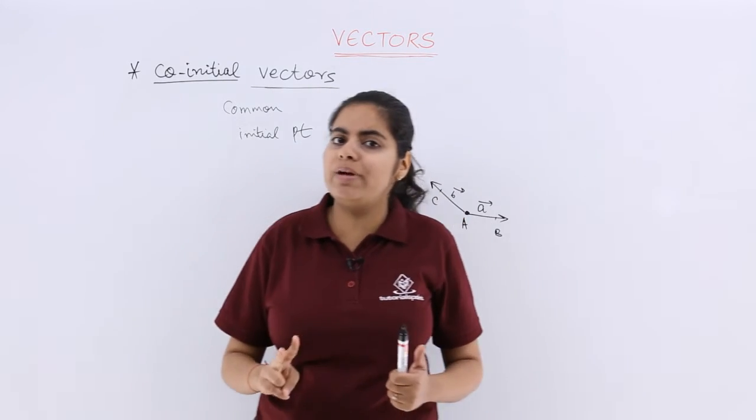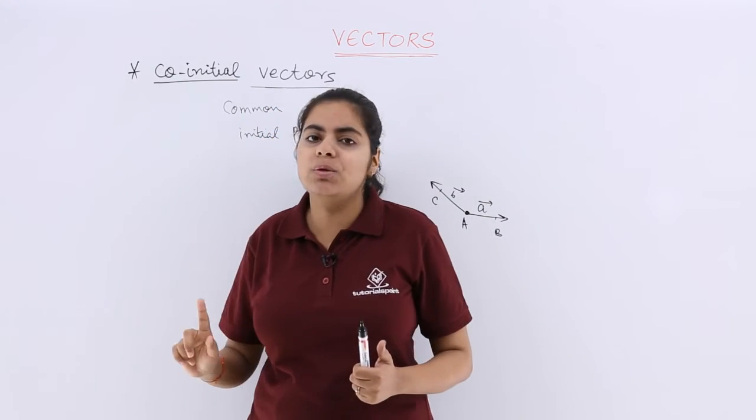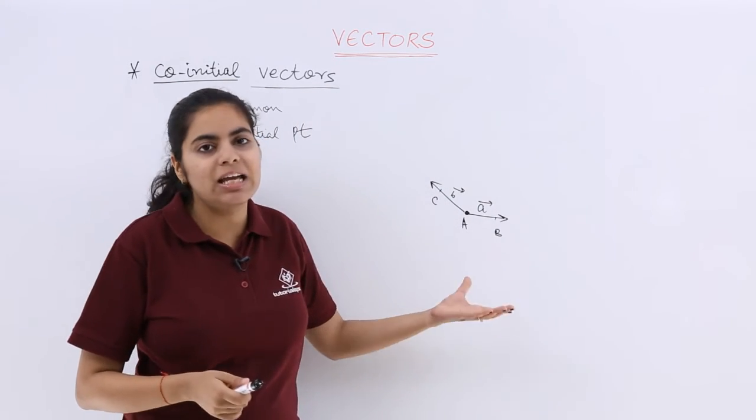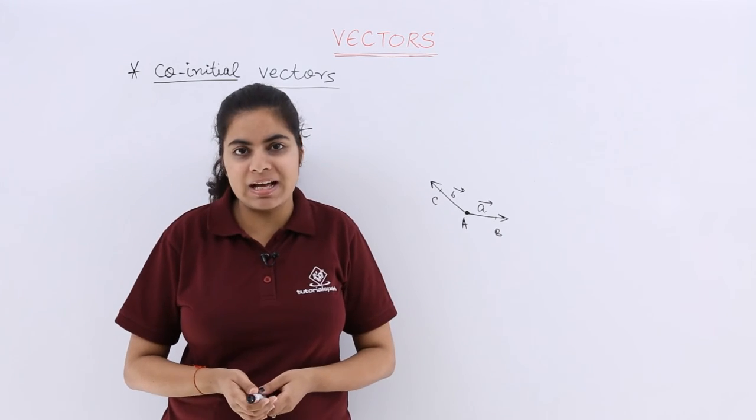Again, I repeat, two or more vectors which have the common initial point are known as co-initial vectors. This diagram shows well what kind of vectors I am talking about.